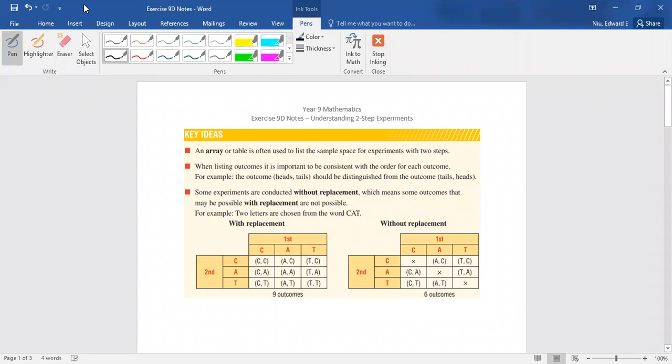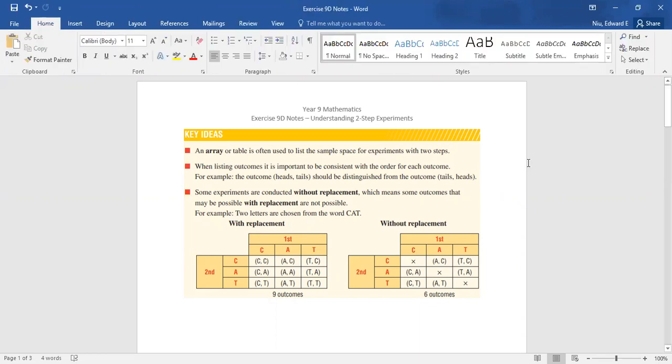Today we're going to take a look at understanding two-step experiments. So this will take us to double. Two-step experiments basically means when you do something twice. Usually we use an array table to create all the possible outcomes, and what it does is it shows us all the sample spaces along with the outcomes.